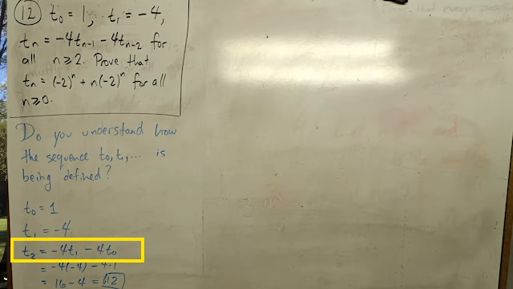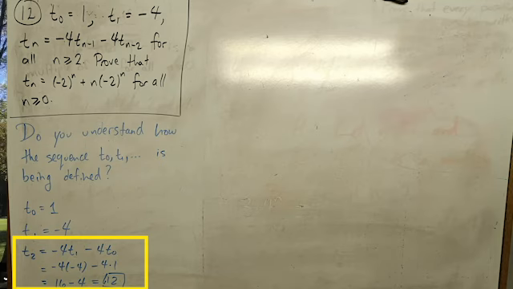So let's compute that. It is -4 times -4 minus 4 times 1. If you put that together, you see that it is equal to 12, because it's 16, positive 16 minus 4 is equal to 12. Okay, next one, T3 is -4 times T2 minus 4 times T1.